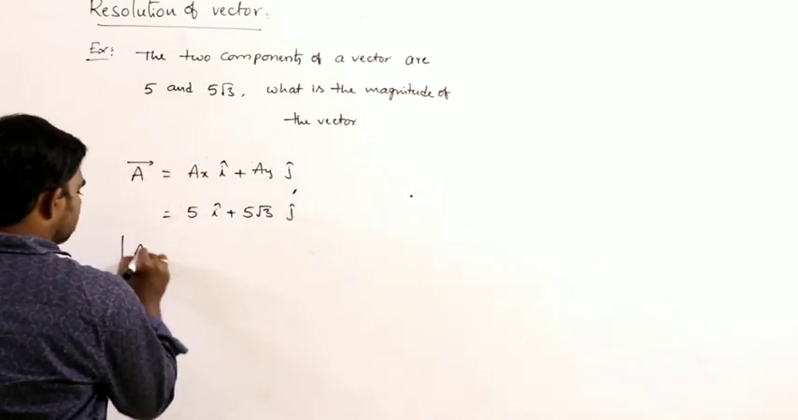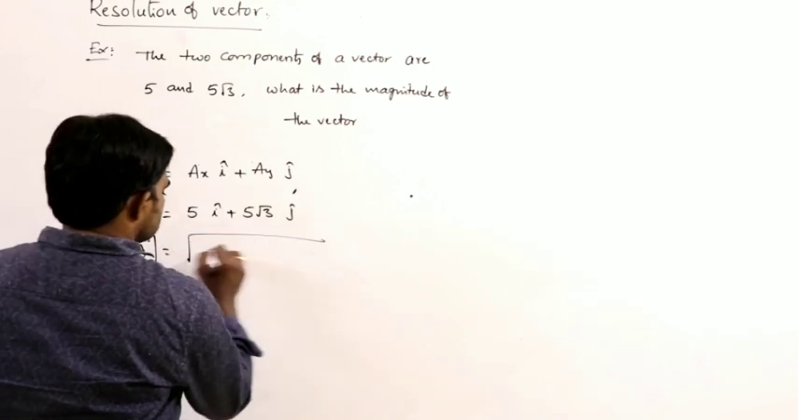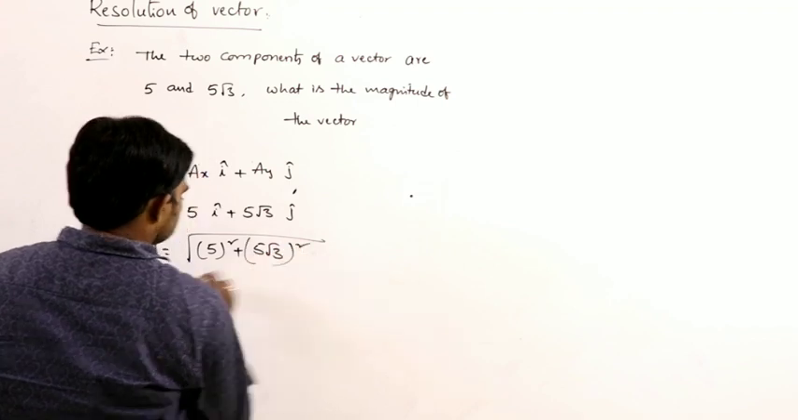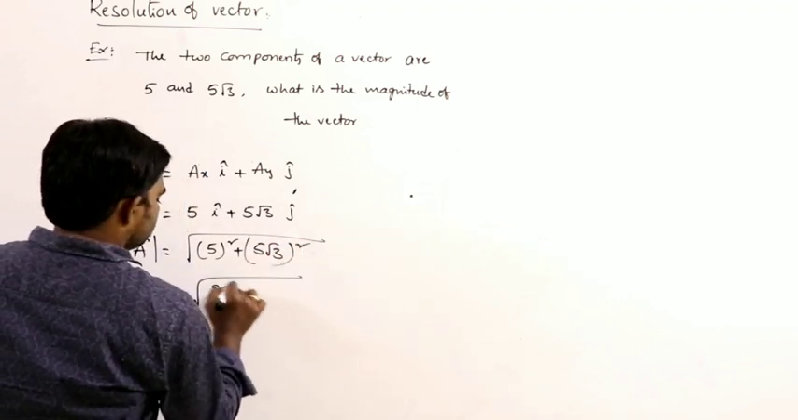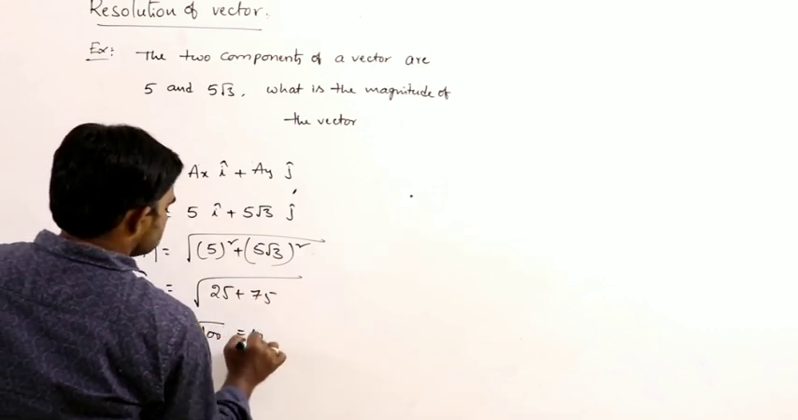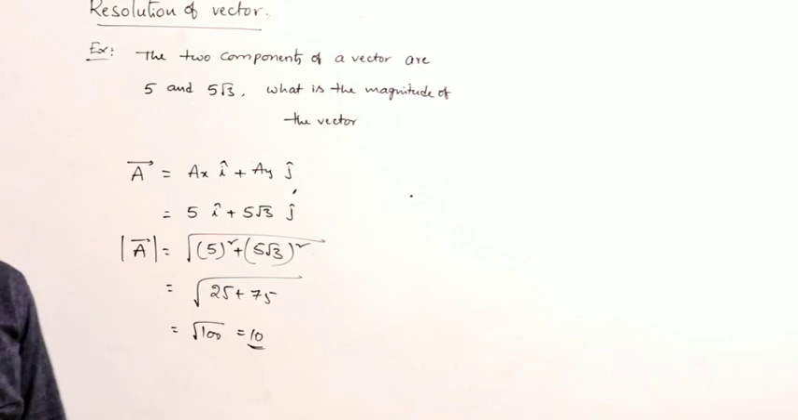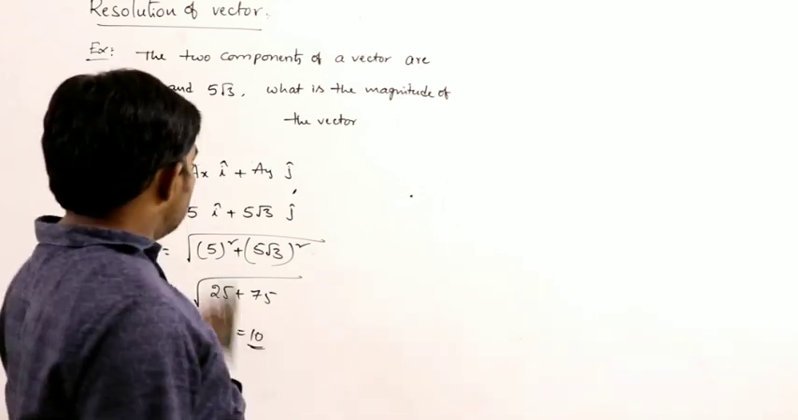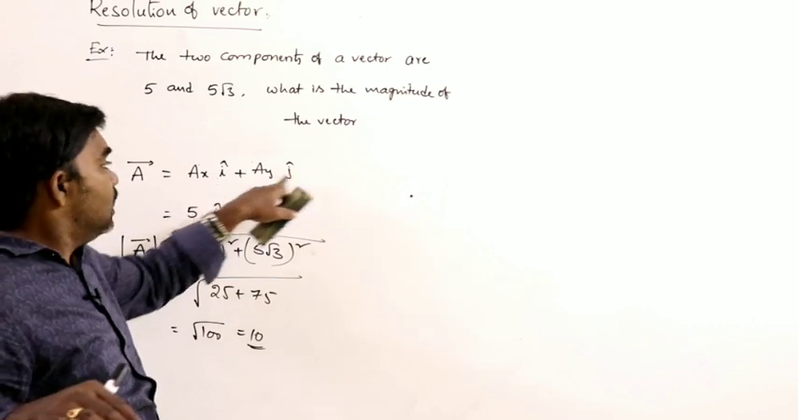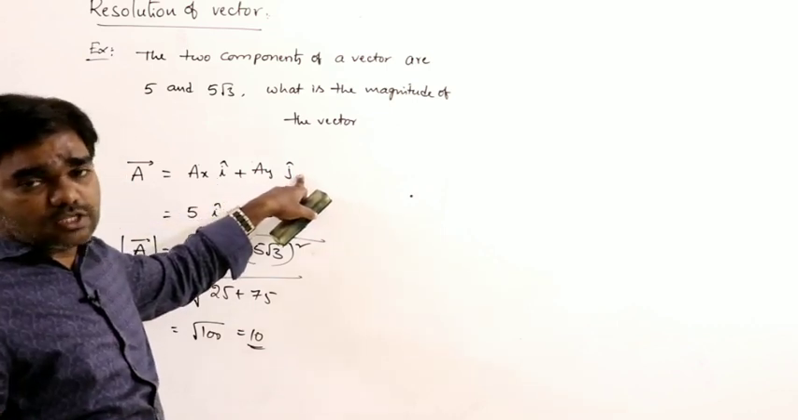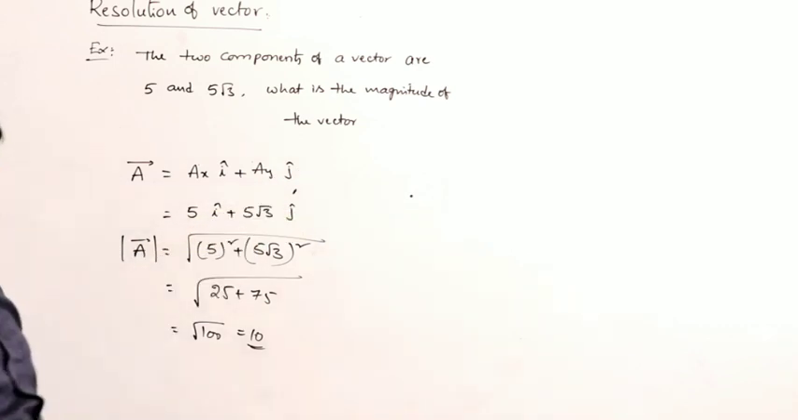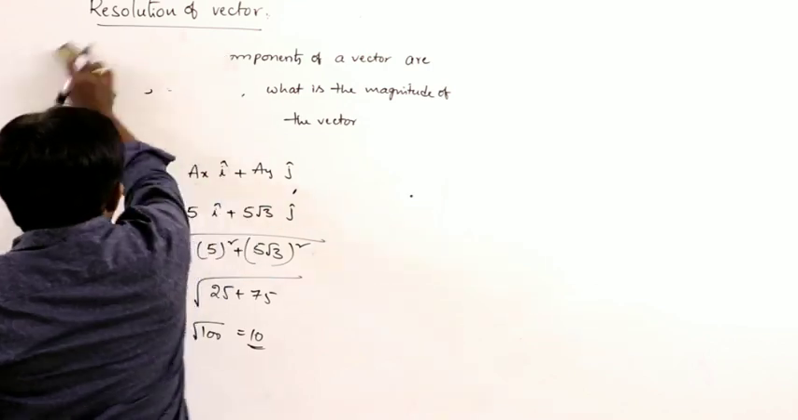So the magnitude of the vector is root of 5 square plus 5 root 3 whole square. So 25 plus 75, root 100, which is equal to 10. Why is it i? Horizontal means let us say the positive x axis. And why is it j? The y axis, that is the positive y axis. That's why it is j. So this is the way of resolution of vectors.